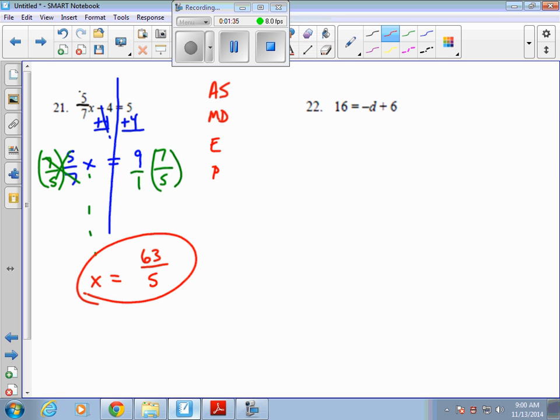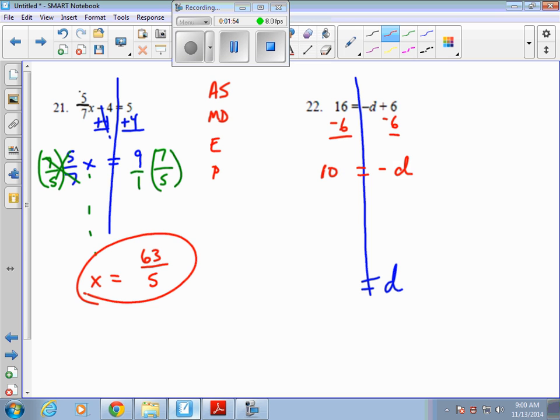Number 22 says 16 is equal to negative d plus 6. Again, there's a left side and a right side. We're trying to get d by itself. We're trying to get it to say d is equal to. We don't have that right now. We have plus 6. Undo that by subtracting 6. If you do it there, do it here. 16 minus 6 is 10. It's equal to negative d.